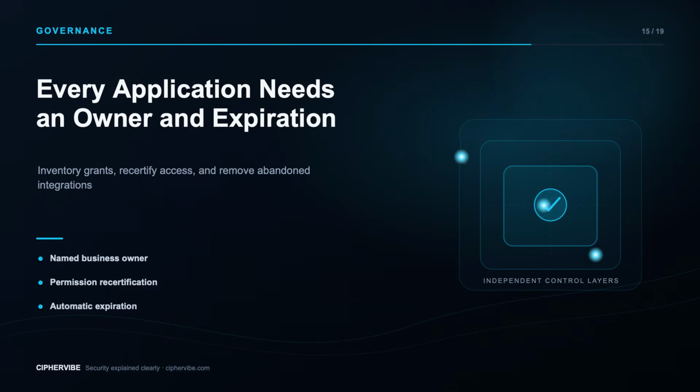Maintain an inventory of third-party applications, publishers, owners, users, permissions, risk ratings, and last activity. Review sensitive grants on a schedule. Expire unused or time-bound integrations automatically. An application without an accountable owner, current purpose, and support path should not retain access indefinitely.